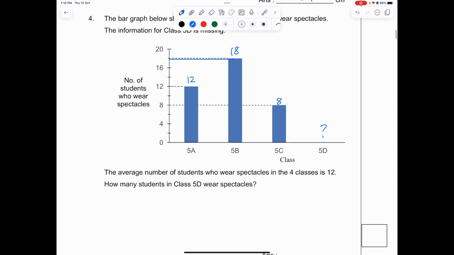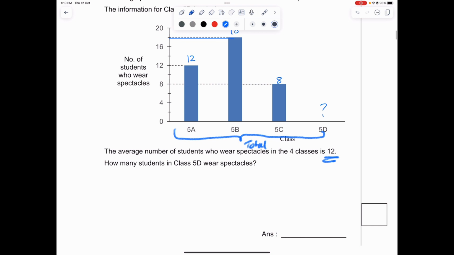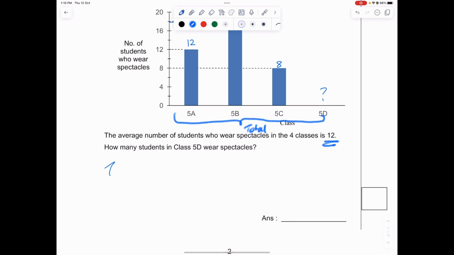So the first thing we want to ask ourselves is, what is the total? So how do we find the total? They tell you that the average is 12. So to find the total, you will take 12 times 4. Why times 4? Because 1 class, 2 classes, 3 classes, 4 classes. So after you've done that, your answer would be 48.